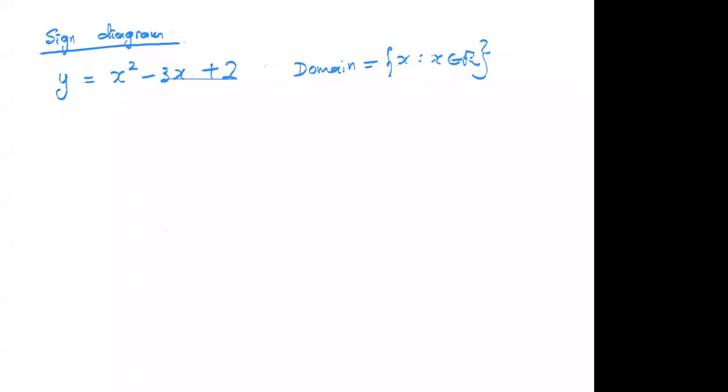I record down. So I give you a function. First of all, you have to determine the domain first. So this is the first thing that you have to do when you want to draw a sign diagram. Second thing that you have to do, you have to find the x-intercept.